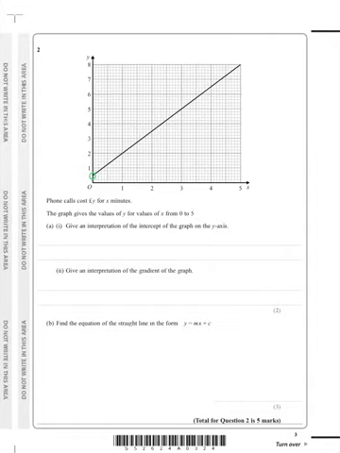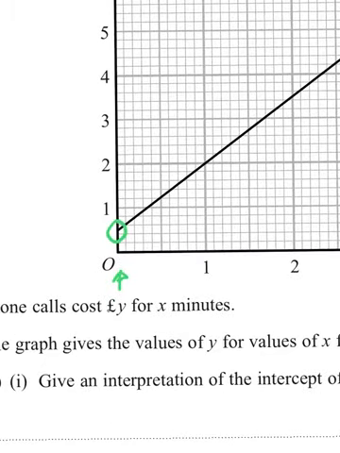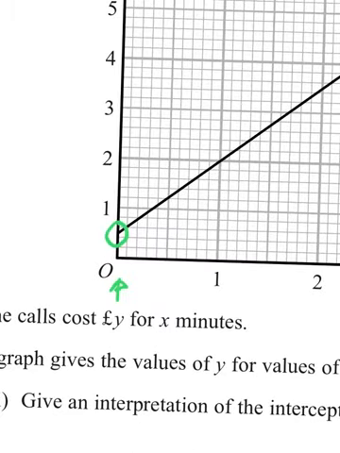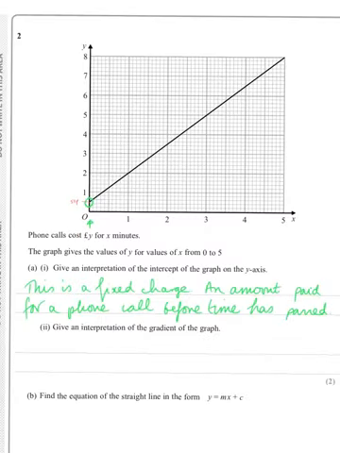Well, I would say things like, it tells you there's a fixed charge, because even though you haven't made a call yet, there's still a fixed payment to be made. And I think if you zoom in on here, you can see that it would be 50p. So 50 pence. So I've said this is a fixed charge, an amount paid for a phone call before time has passed.